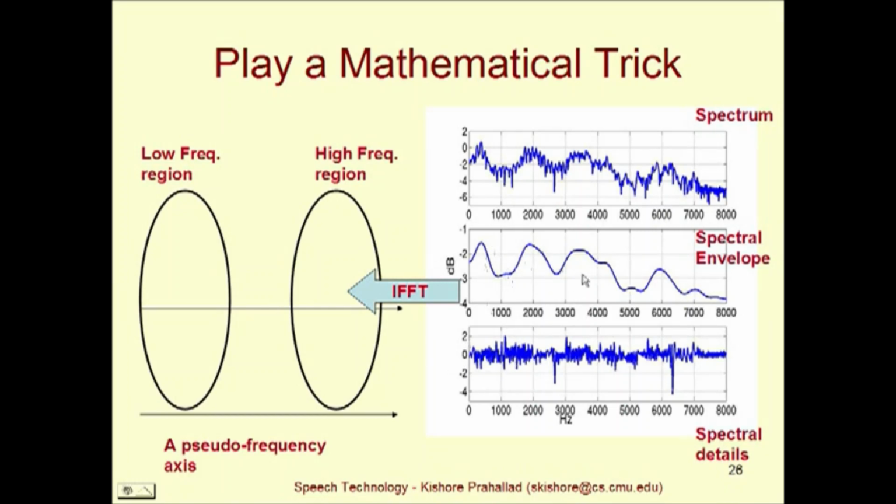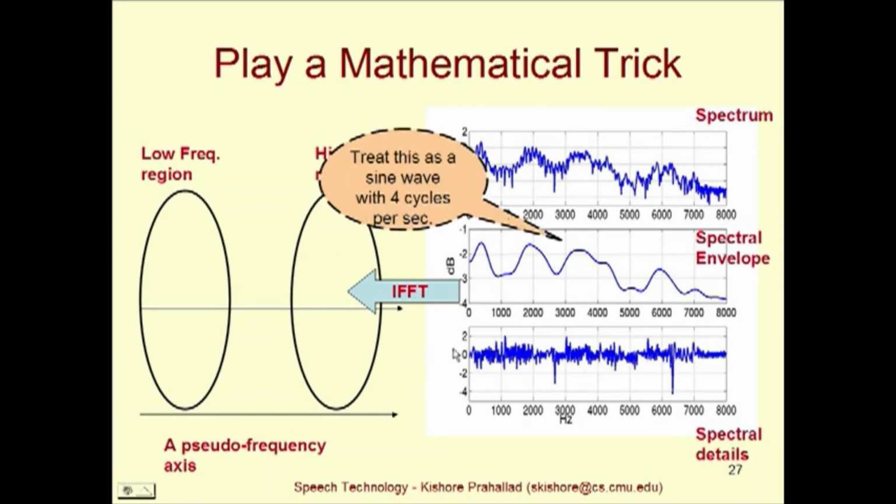If you see the spectral envelope, for a split second, forget that this is a frequency axis. Treat this as a time axis, and this is a 1 second window. So if you see carefully here, you can approximate or grossly say that this is a sine wave. You can see that this is a sine wave with 4 cycles per second. 1, 2, 3, 4. So that's where I'm saying it's 4 cycles. This is purely intuitive analysis, so just bear with me and treat this as a sine wave with 4 cycles per second.